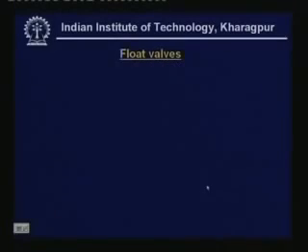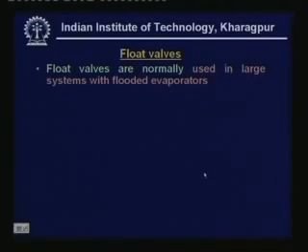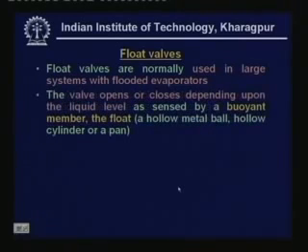Now let me quickly explain the float valve. Float valves are normally used in large systems with flooded evaporators. The valve opens or closes depending upon the liquid level as sensed by a buoyant member. The buoyant member is called the float, and this float can be a hollow metal ball or a hollow cylinder or a pan. This float valve you must have seen, normally we use it in our water tanks, to prevent the overflow of water in overhead water tanks. The refrigerant float valve is also somewhat similar in operation.